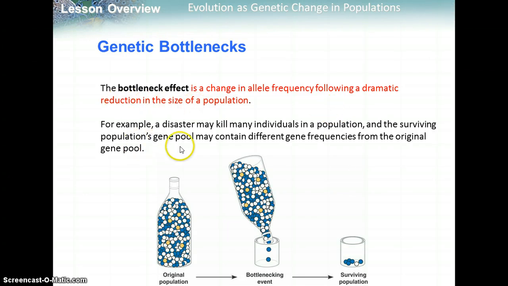For example, a disaster may kill many individuals in a population, and the surviving population's gene pool may contain different gene frequencies from the original gene pool. So here's the original gene pool, and some disaster happened. This is a model where maybe only a few individuals survive, and those surviving individuals would restart the population. So here we see no yellow beads. We have many of the blue beads, but only one white bead. So we have a different frequency of alleles compared to the original population.